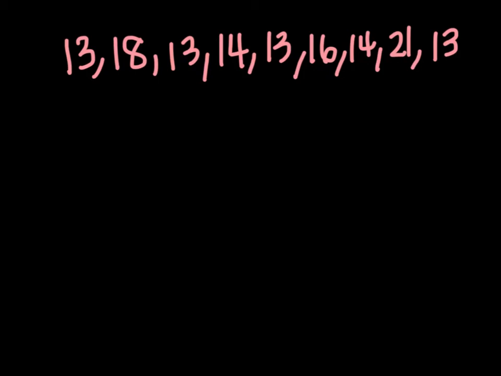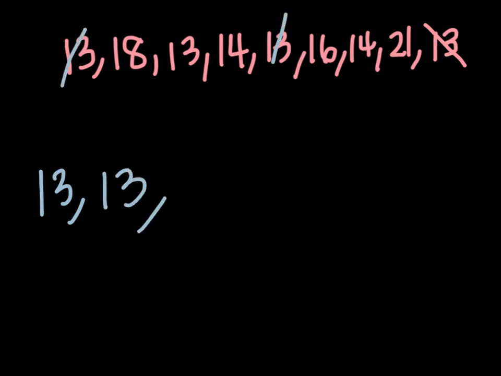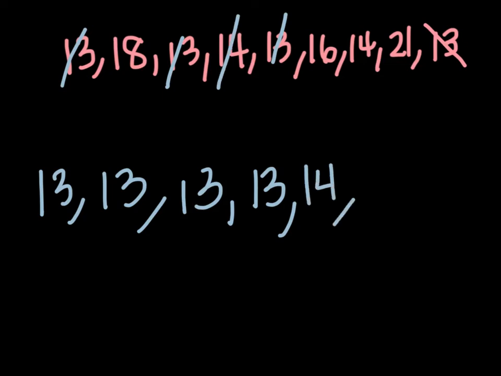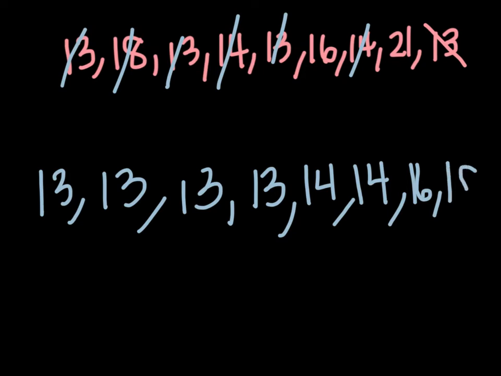I'm going to start with my smallest number, which is 13. And I've got more than one 13, so I'm going to write that 13 more than once. I've got it 1, 2, 3, 4 13s. And then my next number is going to be 14. I've got 2 of those. I've got 16 first, sorry. 16, 18, and then 21.